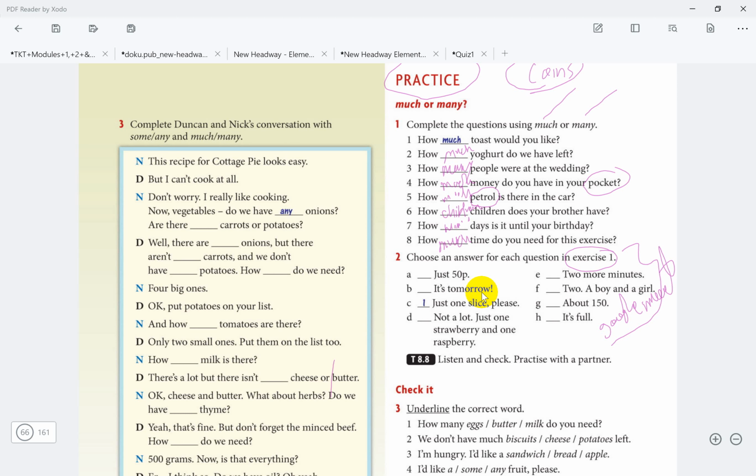6. How many children does your brother have? 2. A boy and a girl. 7. How many days is it until your birthday? It's tomorrow. 8. How much time do you need for this exercise? 2 more minutes.